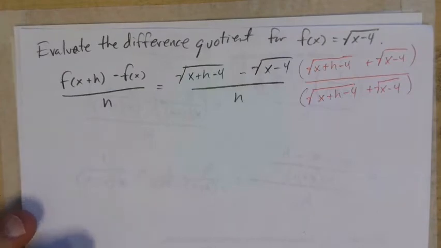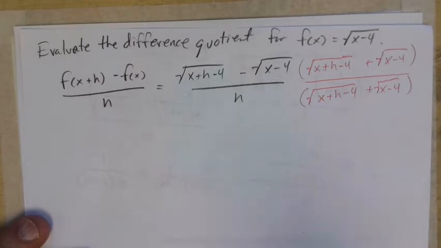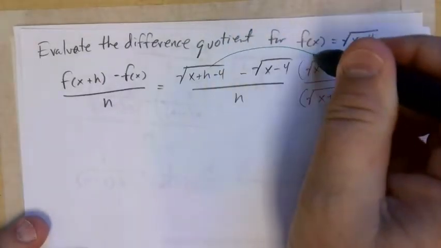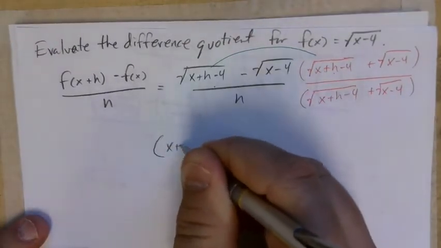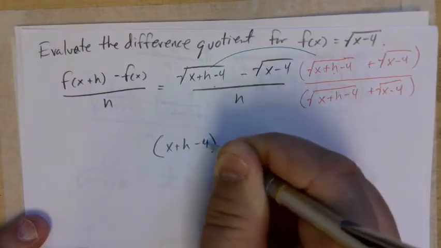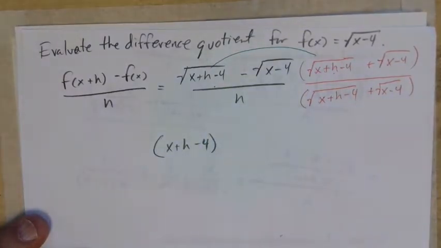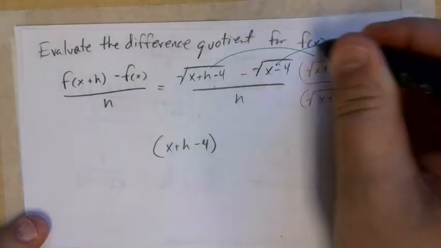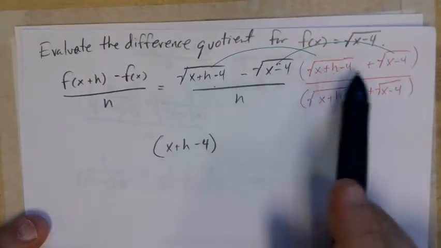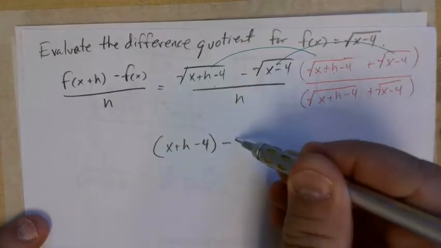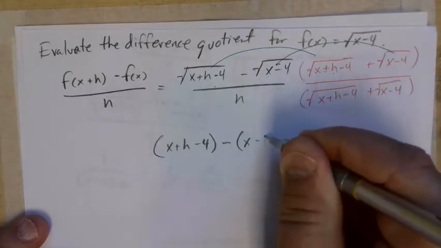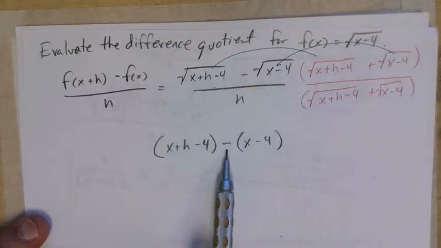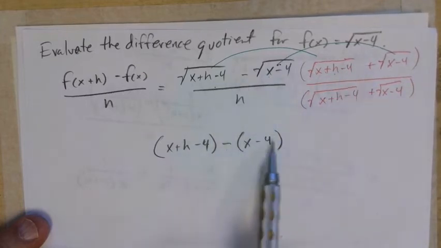Now, here's what's going to happen. Let's take a look at this piece by piece. When I'm multiplying this first root times that first root, well, that's just going to make x plus h minus 4. Okay? This root times that root, a negative times a positive, makes a negative. And the square root of x minus 4 times the square root of x minus 4 just makes x minus 4. Now I have to be careful because that negative right there applies to the whole thing.